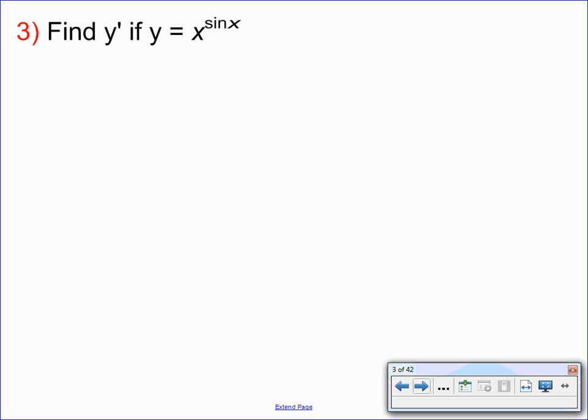And so I've got variable in the base of this expression. I've got variable in the exponent of this expression. It's not a power function. It's not an exponential function. It has elements of each.